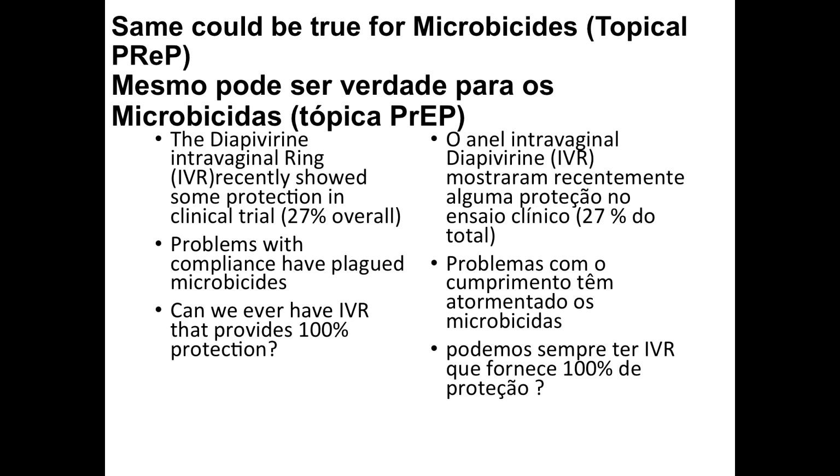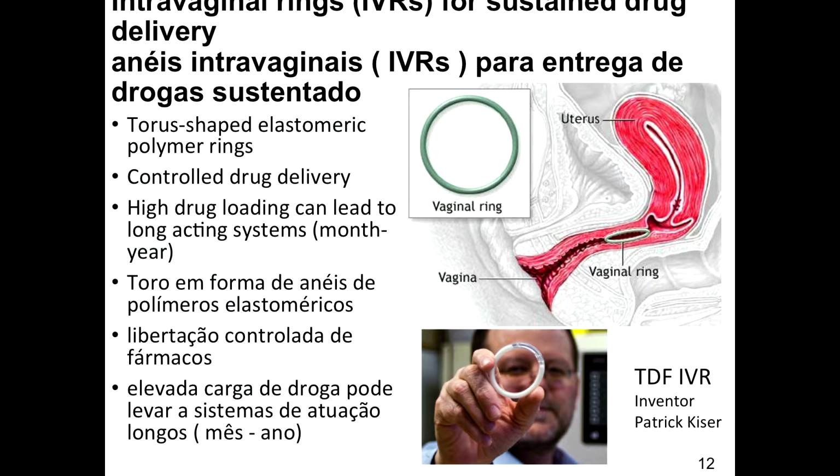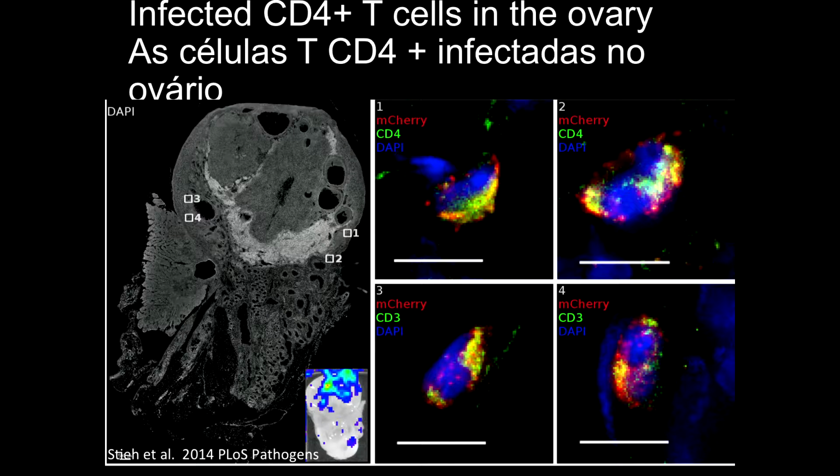And the question is, can you ever have something like an IVR or a microbicide that might protect for 100%? So I'm working with a group that includes Patrick Kaiser, who is the inventor of some next generation rings, and Betsy Harold and others, using a derivative of tenofovir called TDF. The reason we were curious about this is this idea that we could infect cells in the ovary. So the ring is in the vaginal vault, releasing drug in the vaginal vault. Is there enough drug in the system to make it to the ovaries to provide protection?